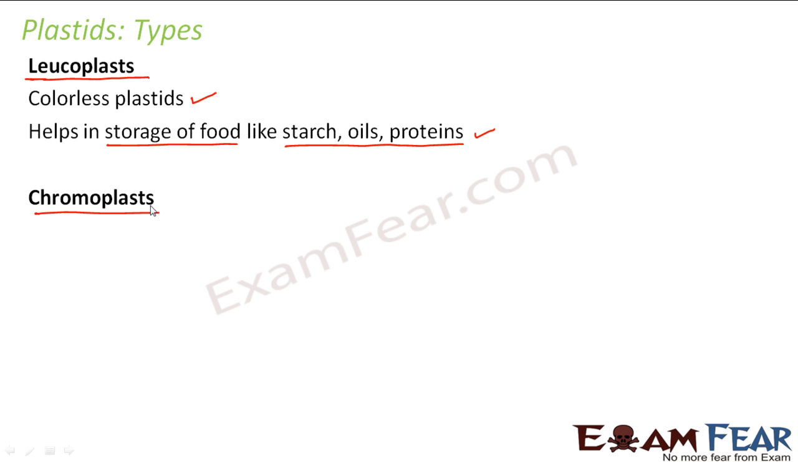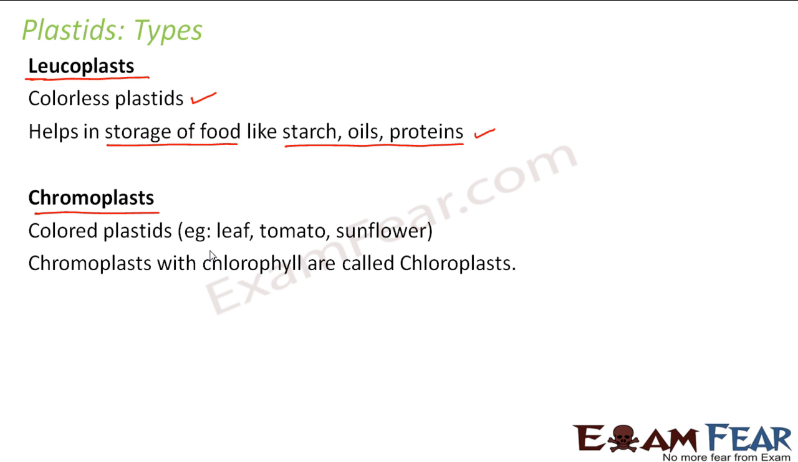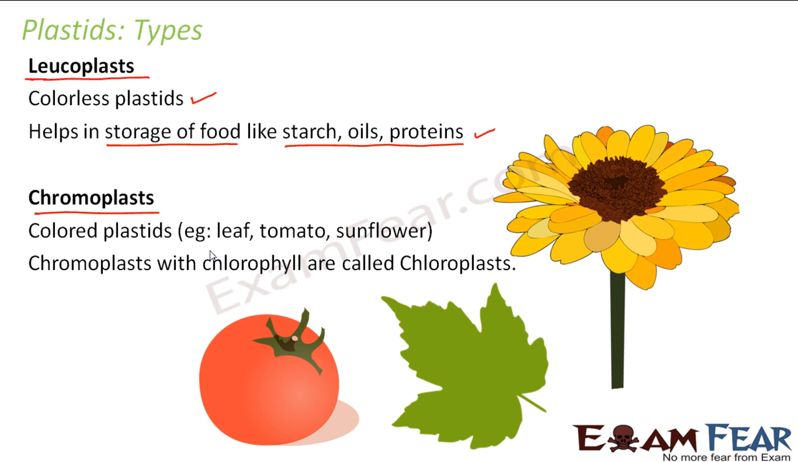Chromoplasts. What are chromoplasts? They are colored plastids. Now when you think of colored plastids, what all things come to your mind? I am right now talking about plant cells. So in plants, what are the things that are colored? When I talk of colored plastids, you can think of the green color of the leaf, the red color of the tomato, and the yellow color of the sunflower, right? These colors are because of the presence of colored plastids, that these things are of bright colors.